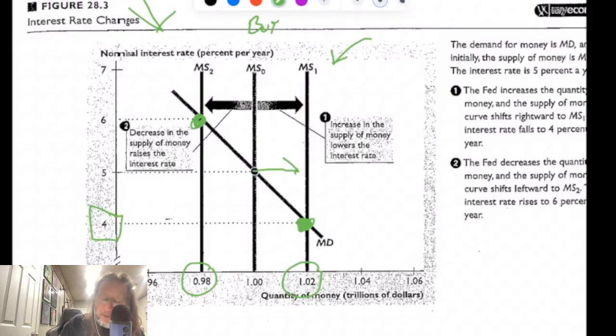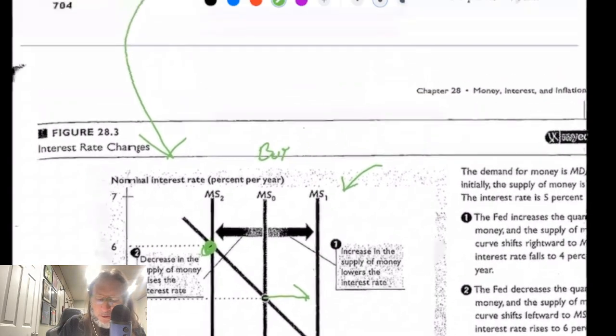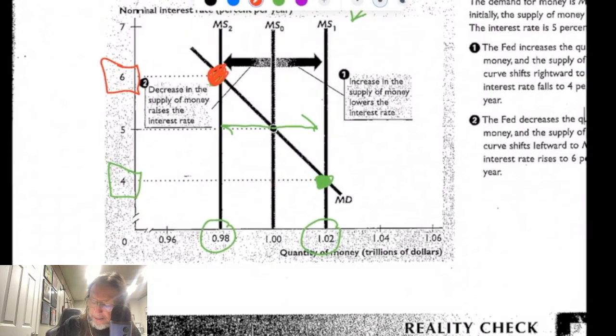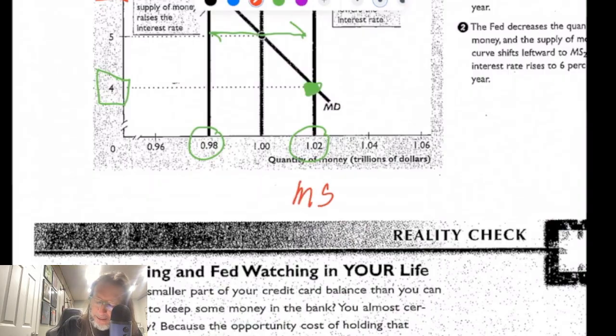Conversely, if the money supply were to decrease, so the Fed is selling bonds, the money supply would shift to the left, and it would give us an equilibrium that's up here. So we would have a much higher interest rate. So you can see that as the money supply increases, the nominal interest rate will decrease. And then the opposite is also true.